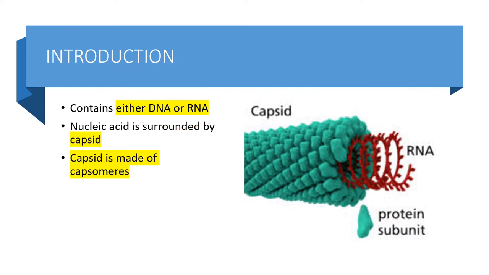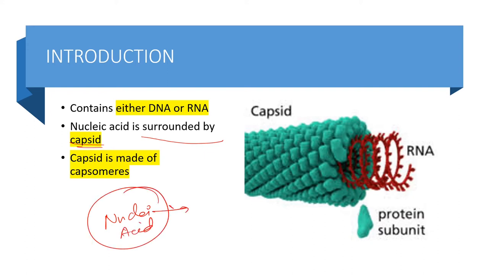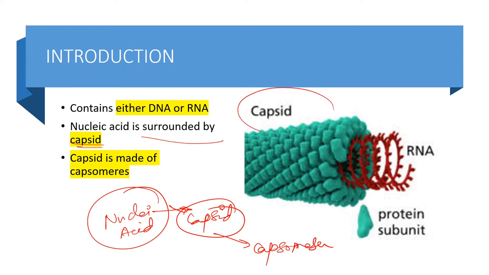A nucleic acid is surrounded by capsid. So, kya hota hai jo nucleic acid? The nucleic acid is surrounded by a layer of capsid. And this capsid is made up of capsomeres. Okay, so we are given here capsid. This is the RNA, nucleic acid, and this is some protein subunit.